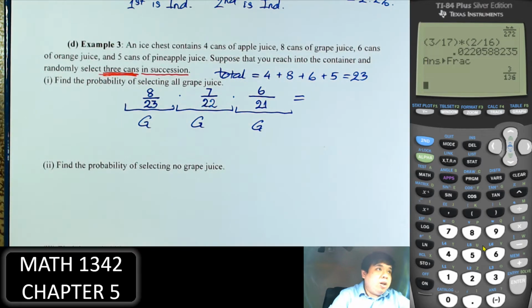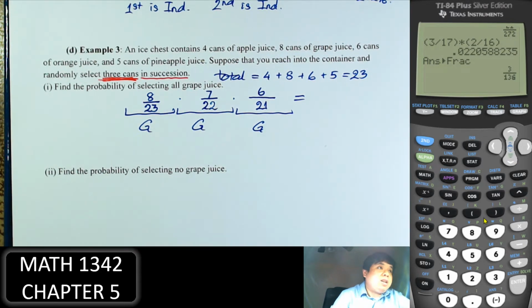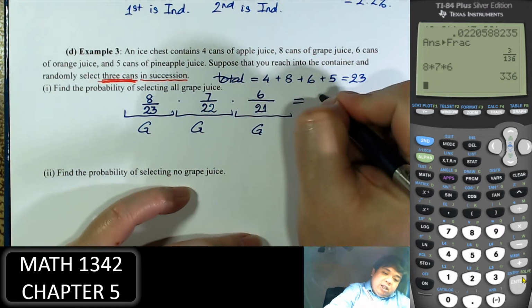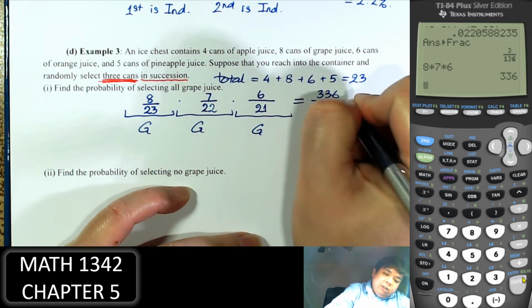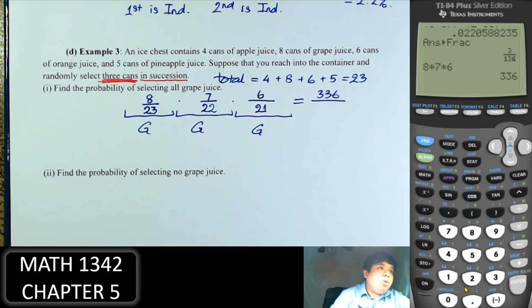straight across. So the top we just have 8 times 7 times 6 multiplied across, 336. The bottom, 23 times 22 times 21.